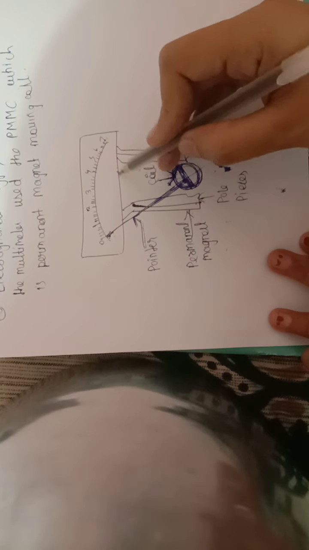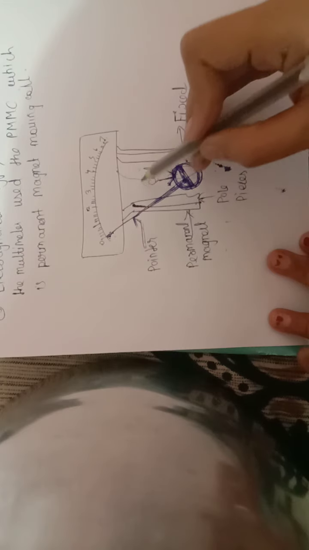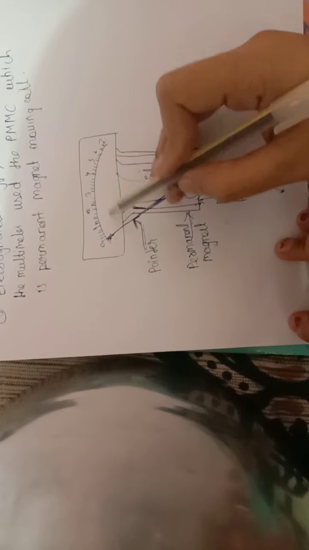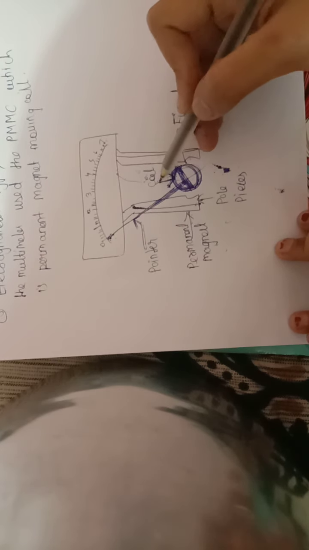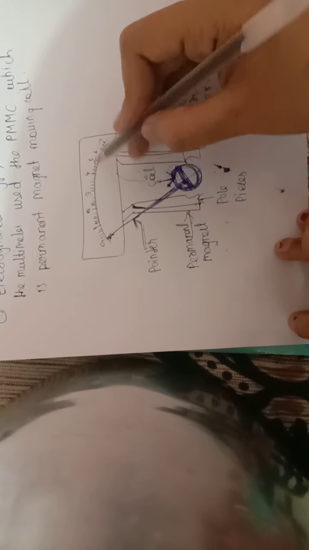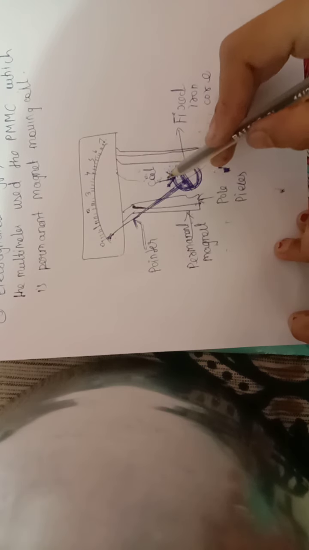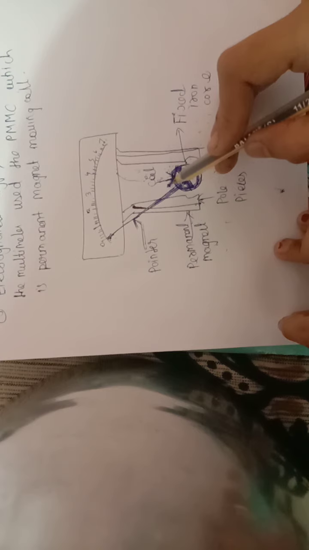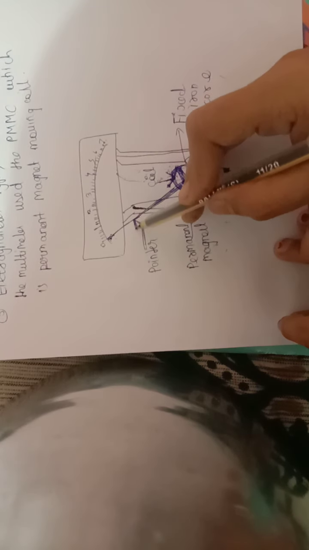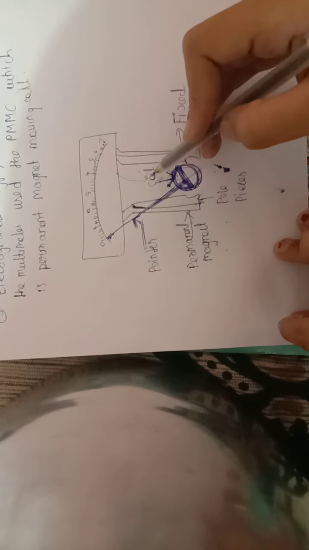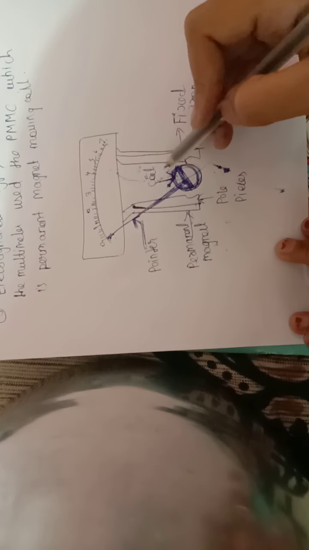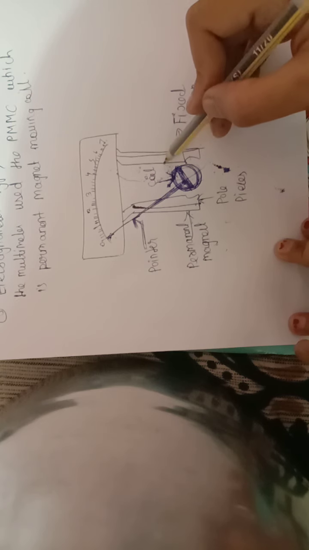When the current is passing through the coil, at that time a magnetic flux is produced. The flux is produced by the permanent magnet. A torque is produced on the coil, which is nothing but a deflection torque. The torque produced on the coil results in the deflection of the coil, which is shown by the pointer. As the current increases, the deflection torque on the coil also increases.